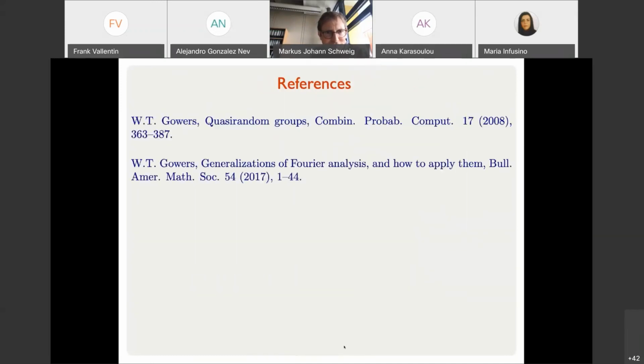So if you want to see more, here are the references. Two papers by Gowers, one on quasi-random groups, where he proves exactly what I discussed. And secondly, a survey from 2017, which is also highly recommended.